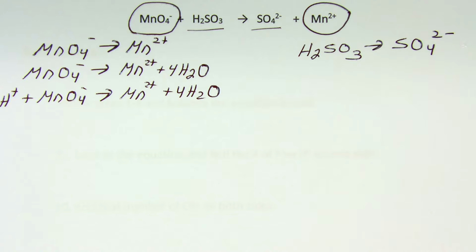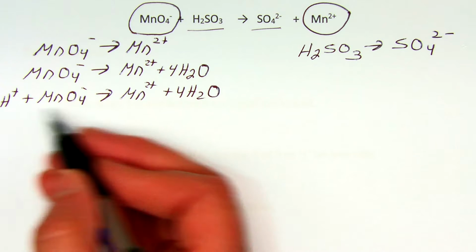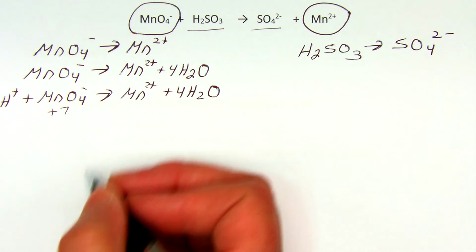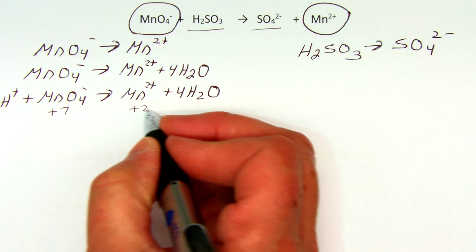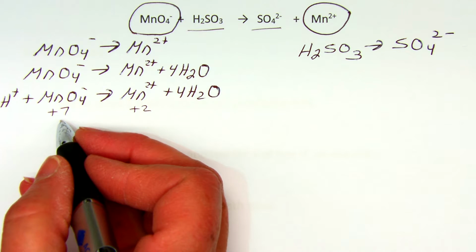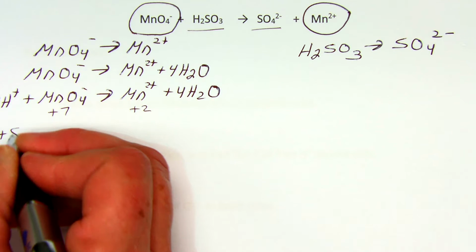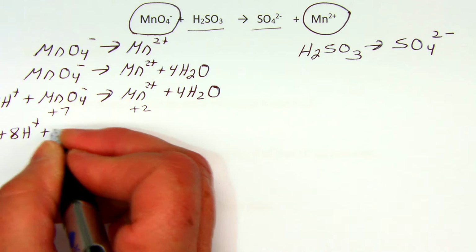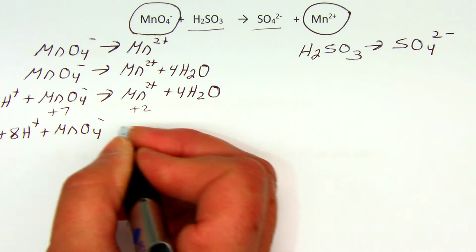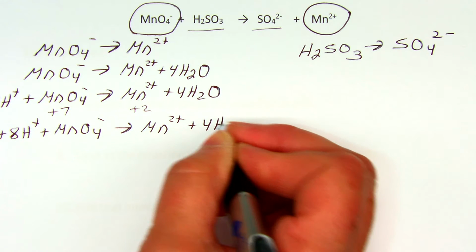Now I look at this and I evaluate it for charge. I have a plus 8, 8 times a plus 1, and a minus 1, that gives me a positive 7. Over here I have a positive 2. What's the difference between plus 7 and plus 2? Is 5. So I need to add 5 electrons to the more positive side, which is the positive 7 side. So 5 electrons plus 8 hydrogen ions plus permanganate yields Mn2+ plus 4 waters.